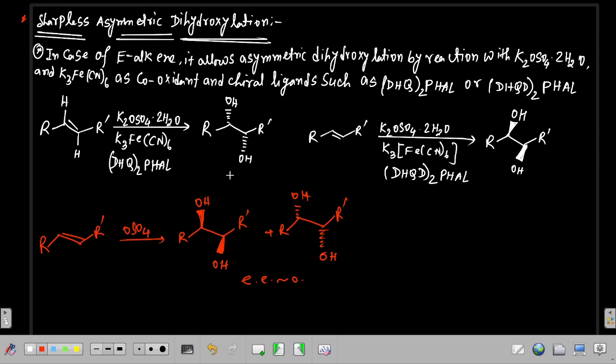particularly that chiral diol only, the syn diol. This is a chiral center and this is also a chiral center. So what is happening in these reactions?